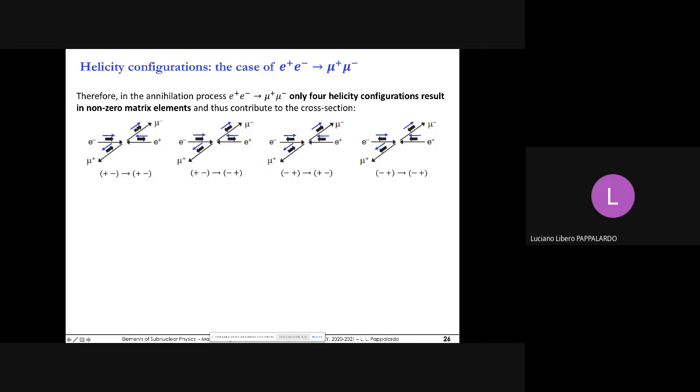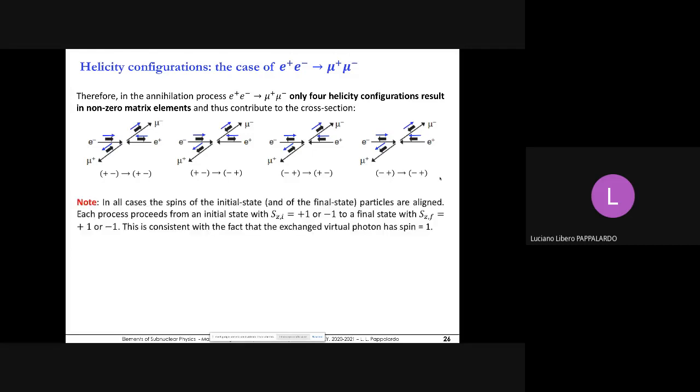And in the final state, we have positive helicity for the muon, they are aligned, and negative helicity for the anti-muon. So this is the case of plus-minus into plus-minus. And then you have all the other 3 combinations. So plus-minus into minus-plus, minus-plus into plus-minus, minus-plus into minus-plus. Okay? These are the only 4 that contribute to the real process. All the others correspond to 0 current, and so to 0 matrix element.